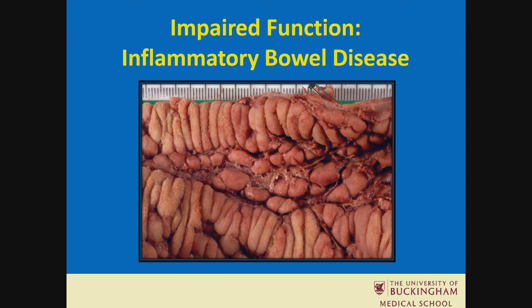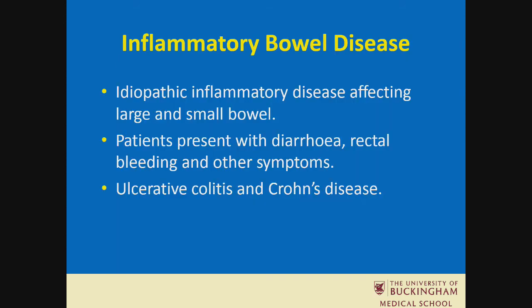This is the gross appearance of Crohn's disease. It is typically called the cobblestone appearance. These raised areas are the normal mucosa, which is swollen, and in between there are linear ulcers. So that is the cobblestone appearance typically seen in Crohn's disease.